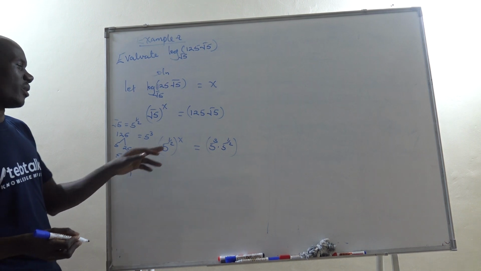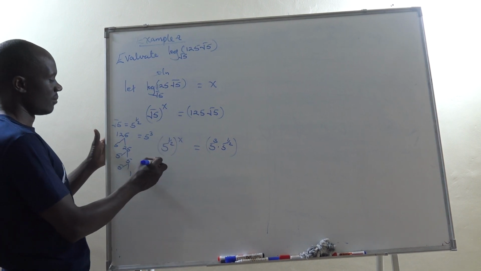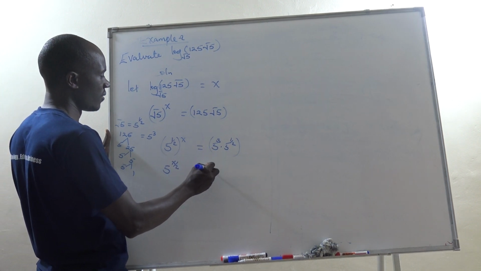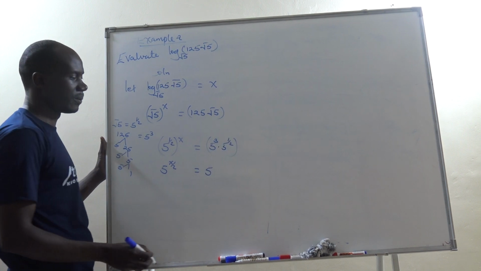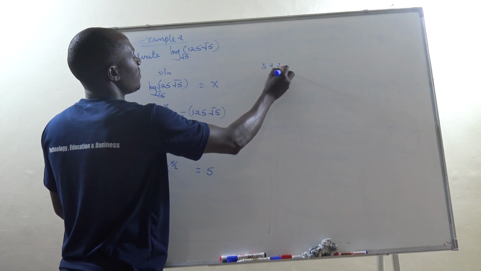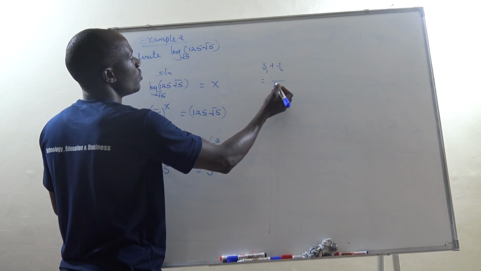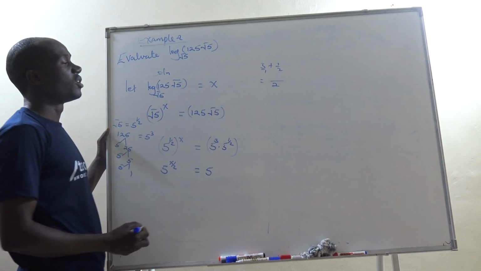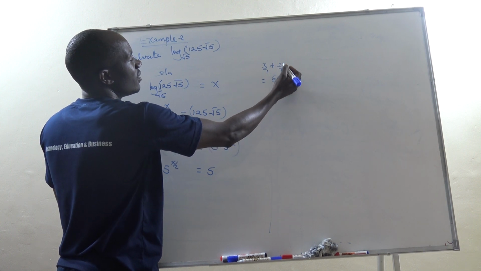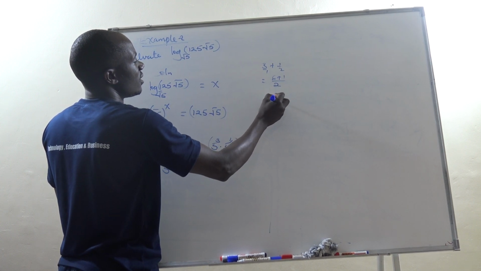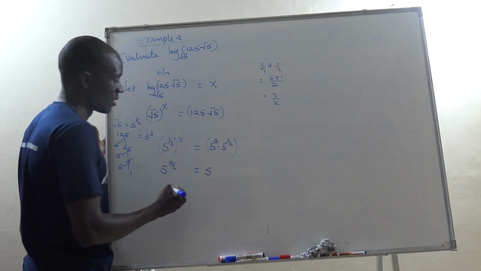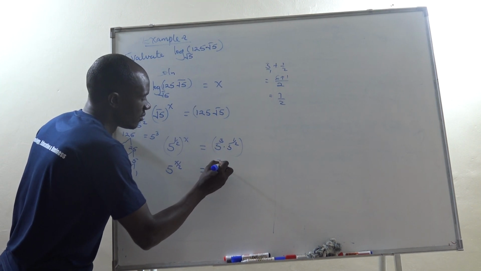So what we're going to do, we apply our rules of indices. This becomes 5 power x out of 2 equals, this is 5 power, we are adding. When I'm multiplying numbers of the same base, we add. So we're going to have 3 plus a half. What is the LCM? It is 2. 2 divided by 1, you get 2. 2 times this, you get 6, plus 2 divided by 2, you get 1, times that 1. So it becomes 7 out of 2. So this is the same as 5 power 7 out of 2.